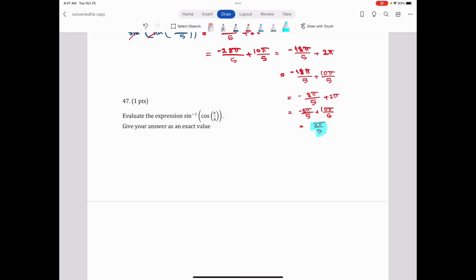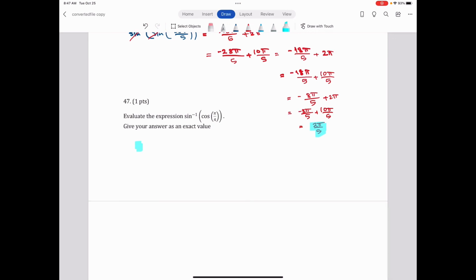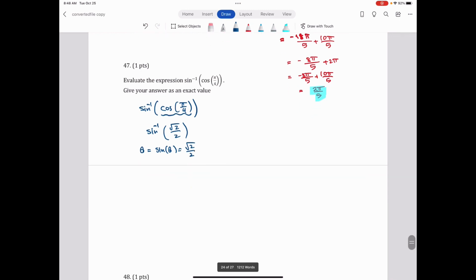Question number 47. I have inverse sine of cosine pi over 4. I know that cosine pi over 4 is square root of 2 over 2, so I need to find inverse sine of square root of 2 over 2. So in other words, I'm looking for the angle such that sine of that angle is equal to square root of 2 over 2. So the first angle that I'm looking at is pi over 4.